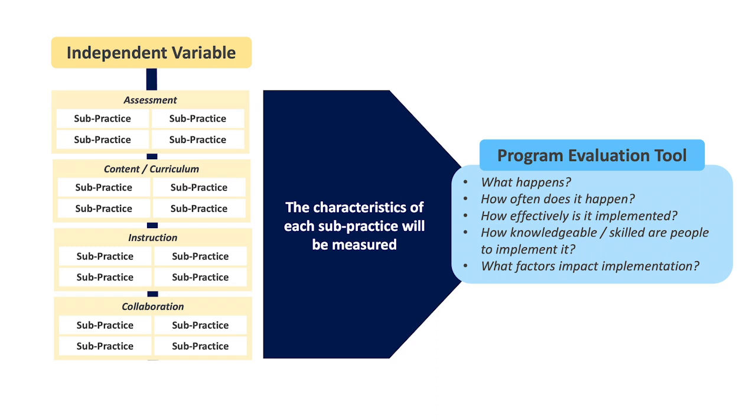So just to kind of wrap that up again one more time and to see that bigger picture of where we're going. So this week we are analyzing the literature. We're digging into literature on evidence-based practices to identify sub-practices that align with our independent variable in our research question. And this will tell us the characteristics of each sub-practice that are going to be measured.